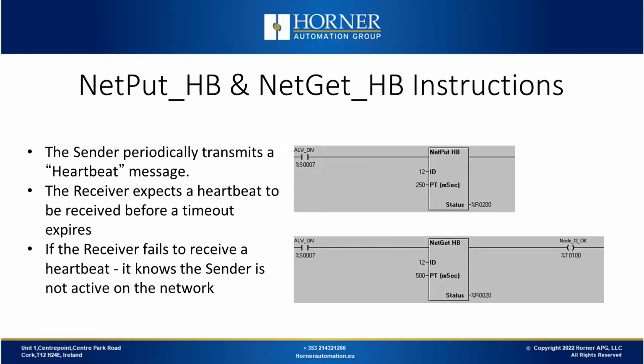Then we have a few more important instructions such as the NetPut heartbeat and the NetGet heartbeat. These are used so that different OCSs on the network can pay attention and validate that another OCS that is important to it is active on the network. These send out heartbeat messages periodically, so the receiver of the message expects to receive a heartbeat before a timer runs out. If the receiver fails to receive that, it knows the sender is not active on the network or a node is down, and therefore you can take corrective action on any data that you're receiving from that other node, as it could be an old copy, for example.